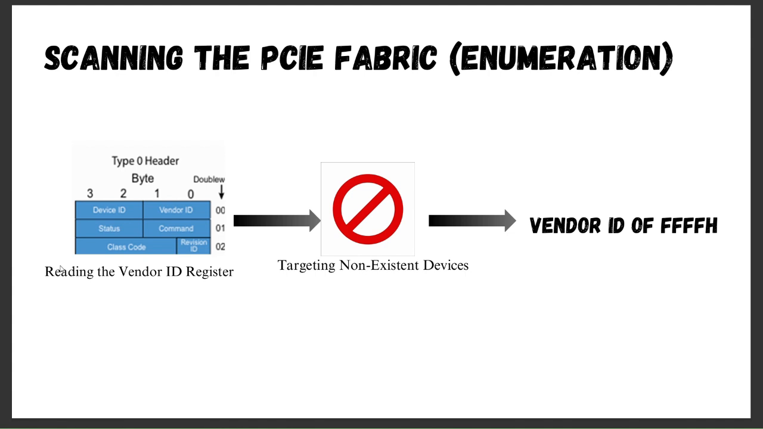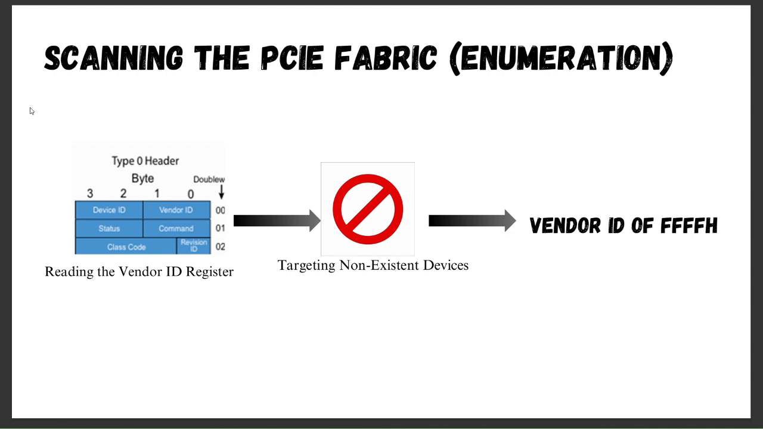By reading the vendor ID register for all possible bus, device, and function numbers, the software determines whether a device is present or not. During enumeration, the software might attempt to access a bus, device, function combination where no device is present. In this case, the PCI fabric handles the situation by returning a completion with unsupported request status.